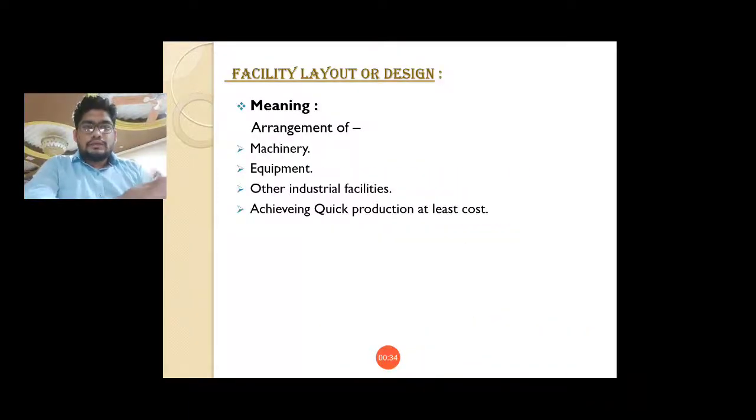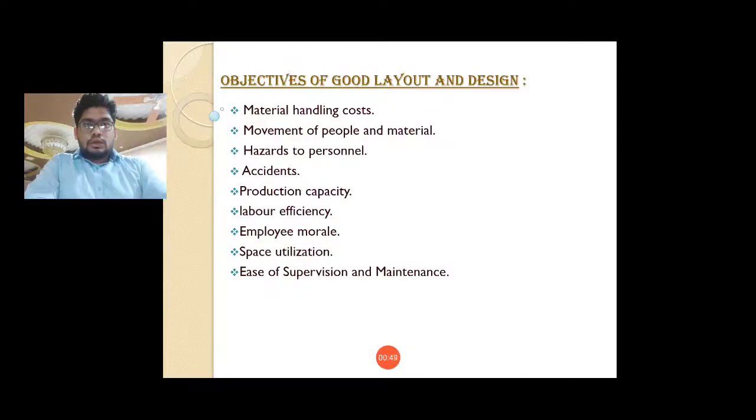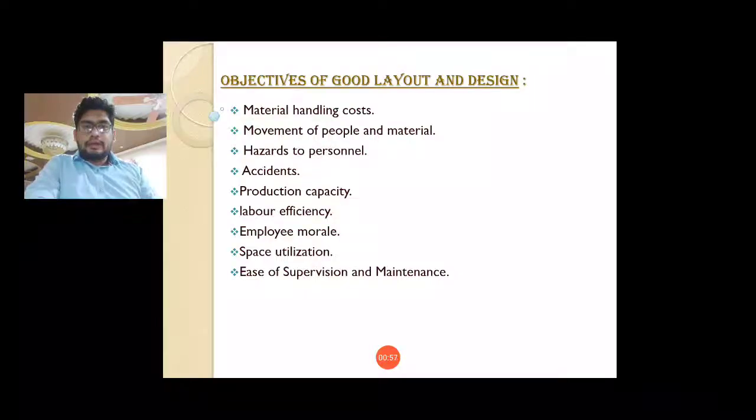Now, what does facility layout or design mean? It means an arrangement of the machineries, equipment, and other industrial facilities, achieving quick production at least cost. Now, what are the objectives of good layout and design? It can be material handling cost. We need to handle material at minimum cost.